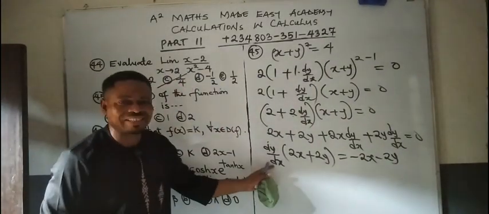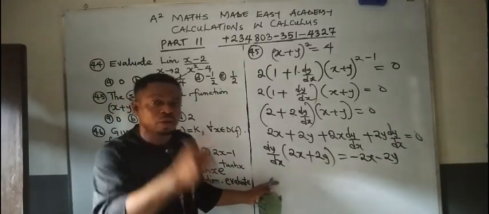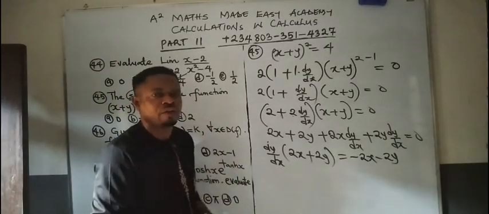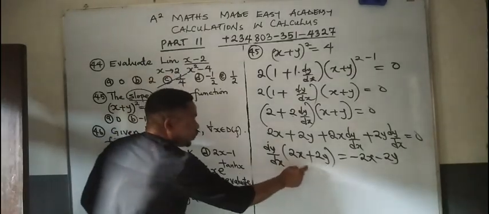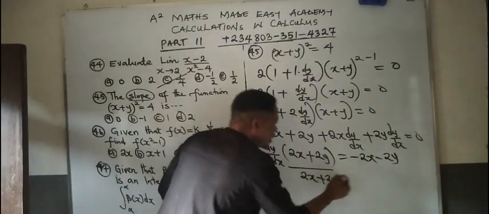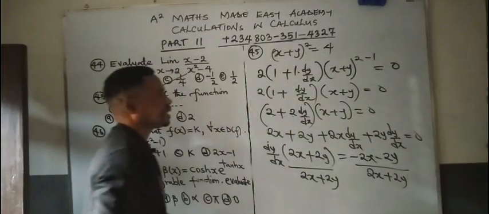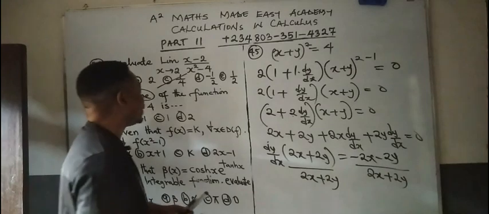Something is about to happen. What is our target? To make dy dx subject of the formula. What did I say? To make dy dx subject of the formula, I have to divide by the coefficient. I will now say divide by 2x plus 2y. Come on, divide by what? 2x plus 2y. Do you understand? Then we have already gotten the answer.